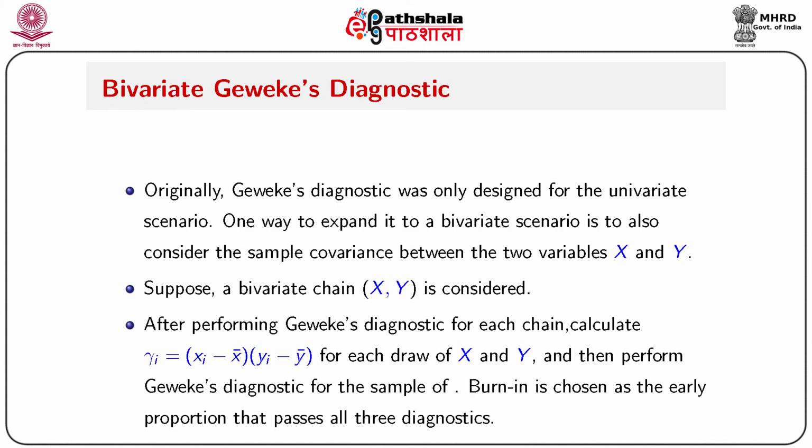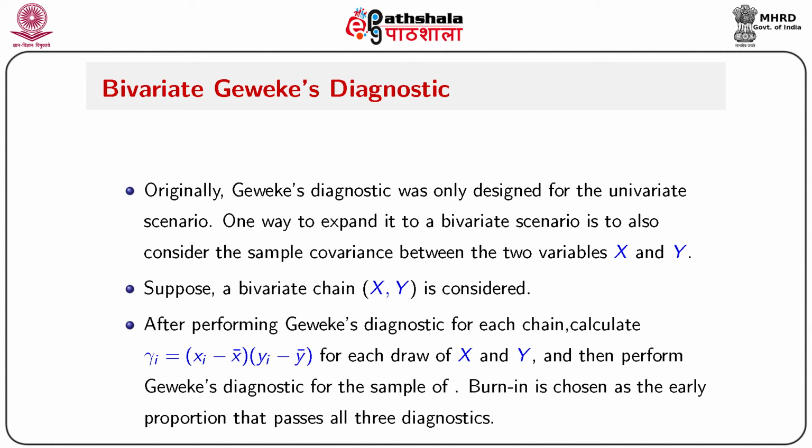Originally, the Geweke diagnostics was only designed for the univariate scenario. One way to expand it to a bivariate scenario is to also consider the sample covariance between the two variables X and Y. Suppose a bivariate chain X and Y is considered.